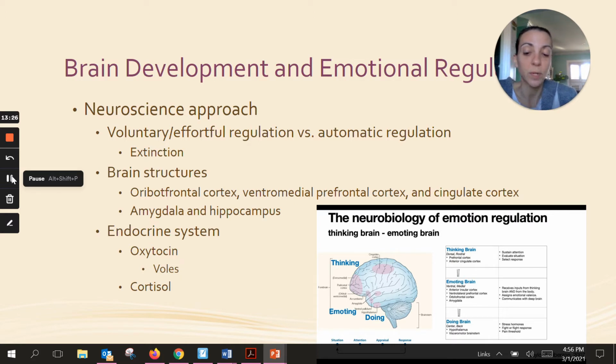The orbitofrontal, ventromedial prefrontal, and cingulate cortex are all important in decision making, behavioral control, and emotional regulation. So these all have those areas that help us to regulate both our behavior and our emotions. Deficits in these regions may cause impulsivity and impaired moral judgment. So if that part of the brain is damaged, it is really difficult for children to make good decisions.